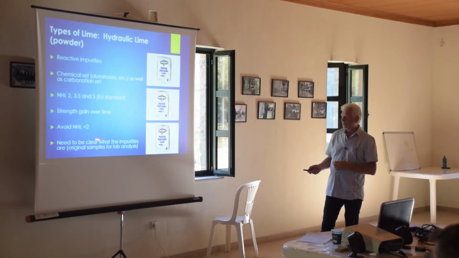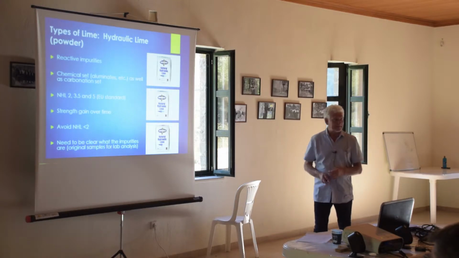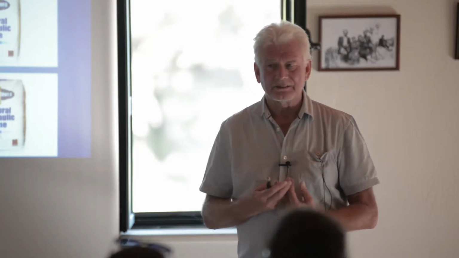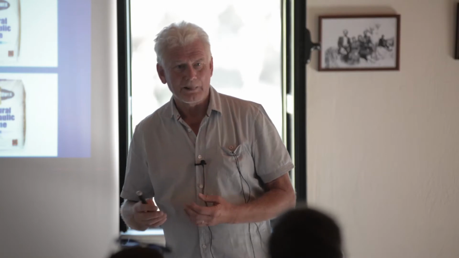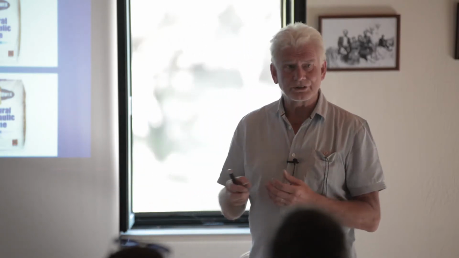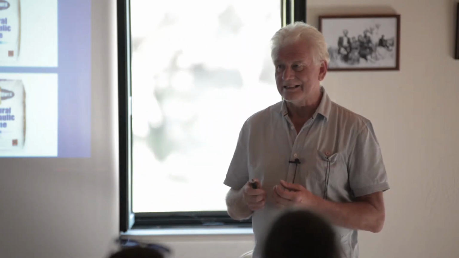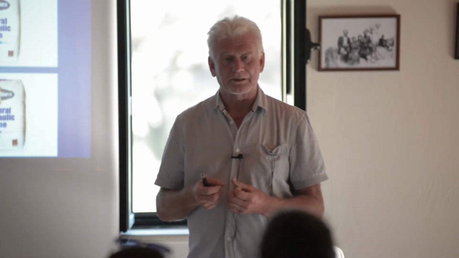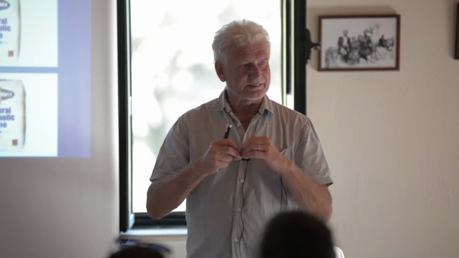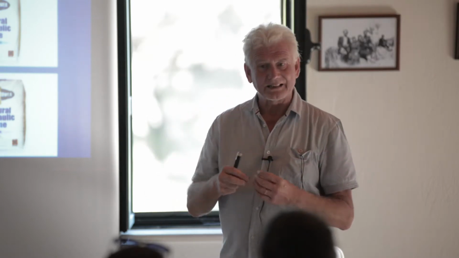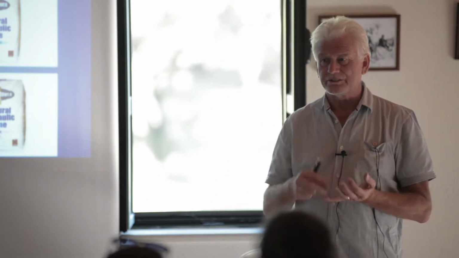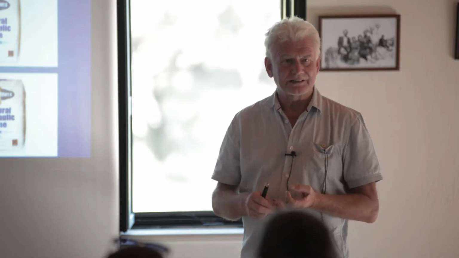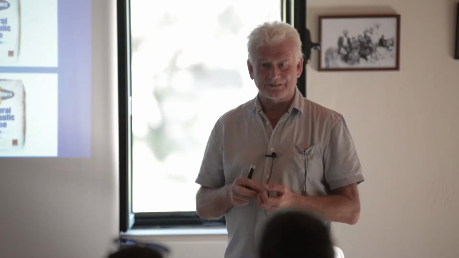You need to be clear what impurities there are. Original samples for lab analysis. If you're doing a restoration on a building and you want to get it as close to the original as possible, it's normal to take some samples and send them to the laboratory. Those will be broken down into their constituent parts, and they'll guide you as to what sort of lime, what sort of sand, and what sort of additives.